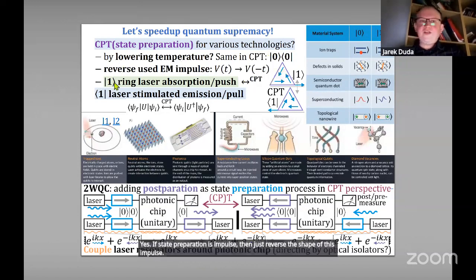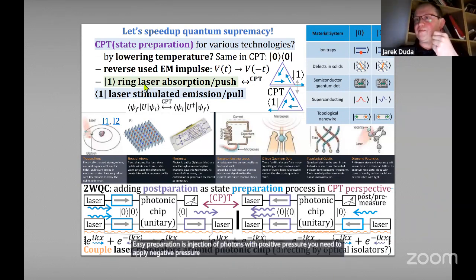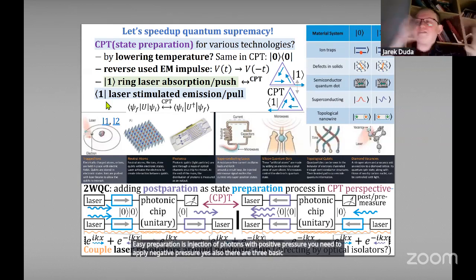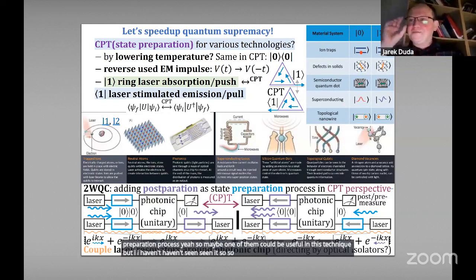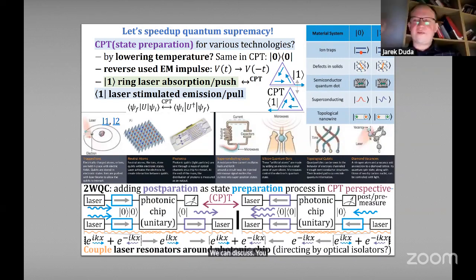If state preparation is injection of photons with positive pressure, you need to apply negative pressure. So there are these three basic tricks to reverse the state preparation process. Maybe one of them could be used in this technique, but I haven't seen it, so we can discuss. But generally, you have to look at the state preparation process. Often it's just lower temperature, so it should be the same.